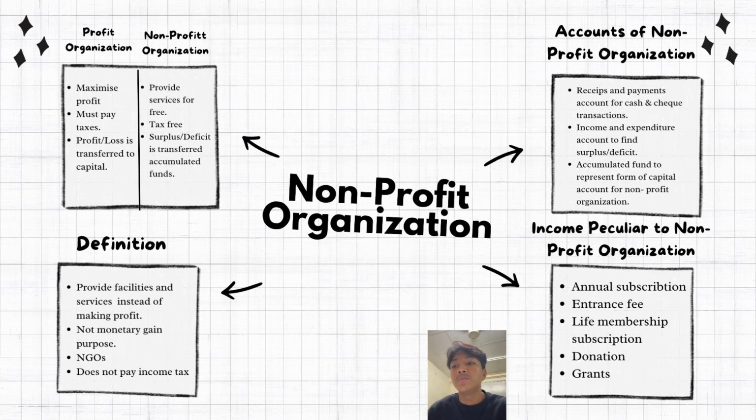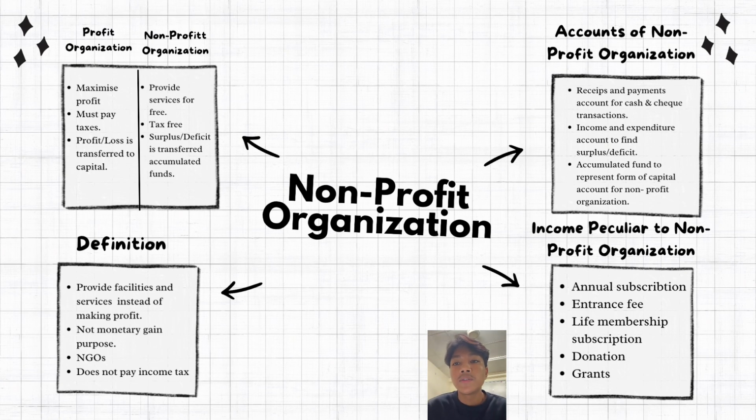What are the differences between a profit organization and a non-profit organization? First is their purpose. A profit organization aims to maximize profit, while a non-profit organization provides services for free. The next one is that a profit organization must pay taxes as the law requires, while a non-profit organization qualifies for tax-free fundraising. And the last one is that profit or loss is transferred to capital, while for a non-profit organization, surplus or deficit is transferred to accumulated funds.